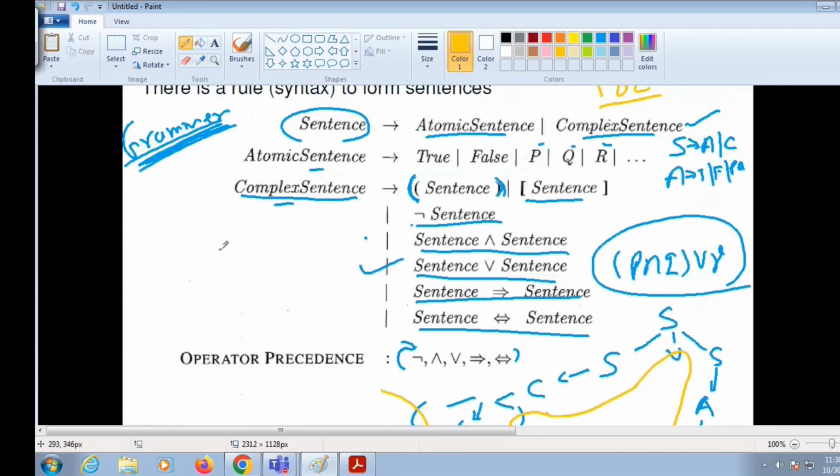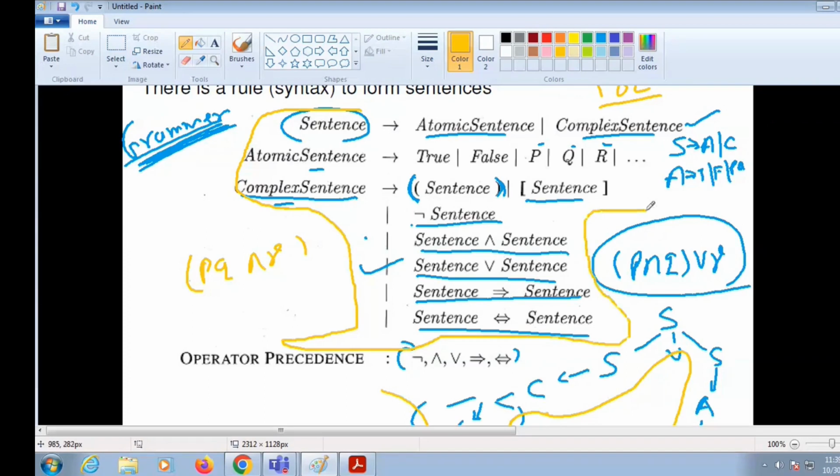But if I say something like this, P, Q, and R, is it a right formula? Yes or no? No, it is not possible. Using this kind of grammar, you cannot create this.